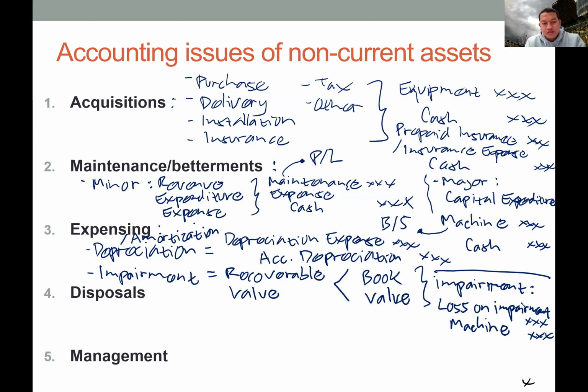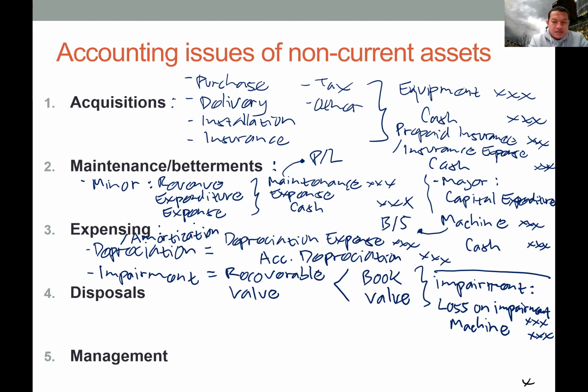So for tangible non-current assets, we have two methods of expensing: depreciation and impairment. But for intangible non-current assets, we only have impairment as the only way to expense the asset.